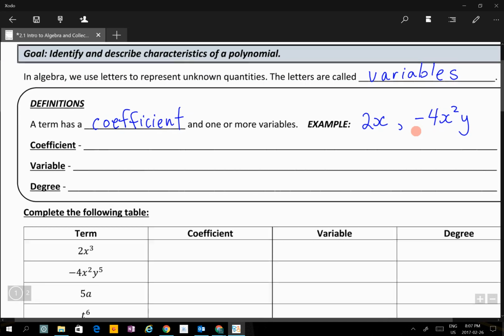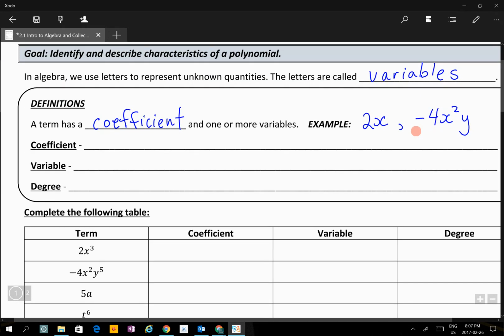So what exactly are these things called coefficients and variables? Coefficients are the number in front of variables. These are the numbers that come before the variables. In front meaning as we read from left to right, the first thing we see is the thing in front, which is the coefficient 2. Here, as we read from left to right, the thing in front that we see is negative 4. So the coefficient is always the number in front of the variables.